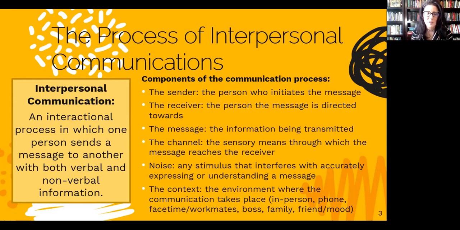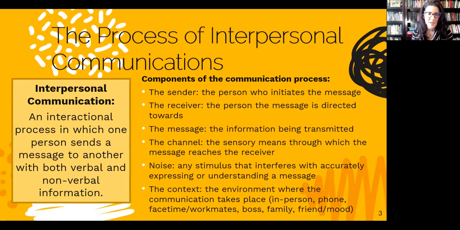The context is a component of the communication process. So the environment where the communication takes place, is it in person, over the phone? Is it over FaceTime? Is it a boss, friends? What mood are we in? All of these things create the context, and that also determines partly how we can receive or deliver information.